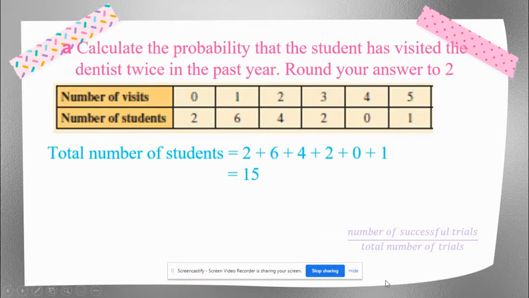But now we're going to talk about the number of successful trials. So what are we talking about in this specific one? This one we're talking about someone who's been to the dentist twice in the year, and that would be 4. So therefore, you get 4 over 15, and then you divide 4 divided by 15, and you get 0.27. Okay, because it said round your answers to 2 decimal places. All right, let's do another one.